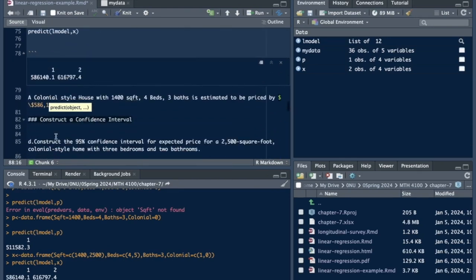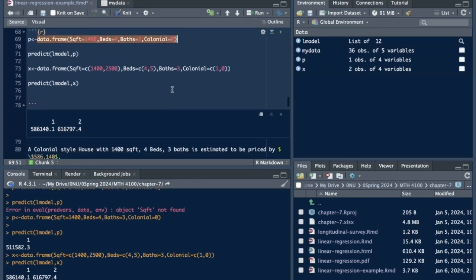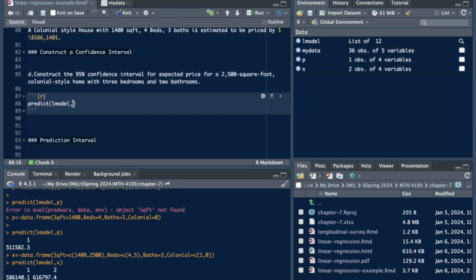Oh, is it possible to write the whole thing inside, or do I have to define it as a variable p? No, you can, as we did before, copy it and put it in the second argument as a function. That's fine. Comma, but the question says 2,500, sorry, and we have 3 beds and 2 baths, and it's a colonial style, so it's 1.